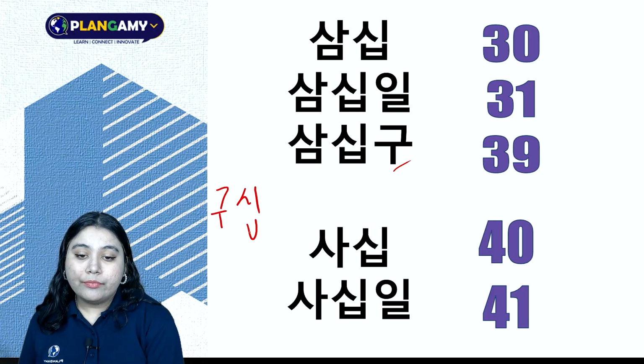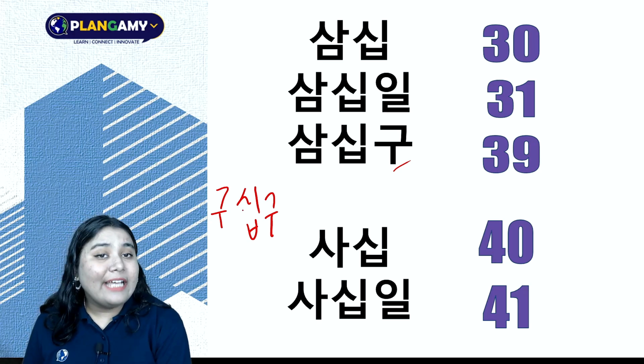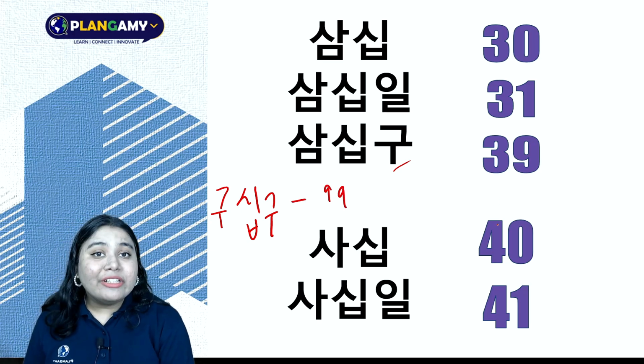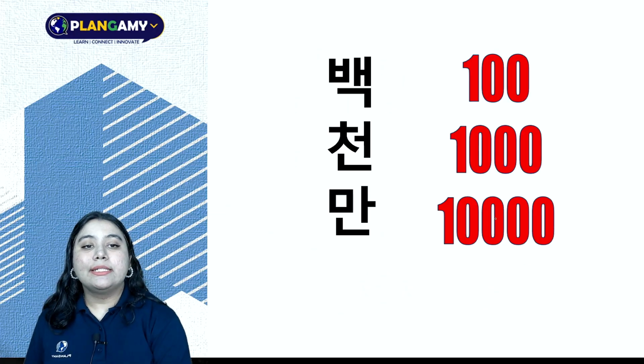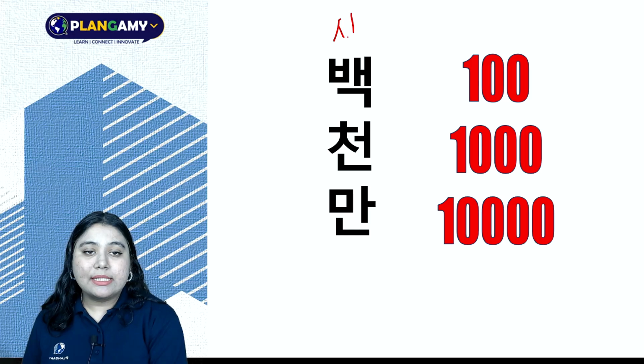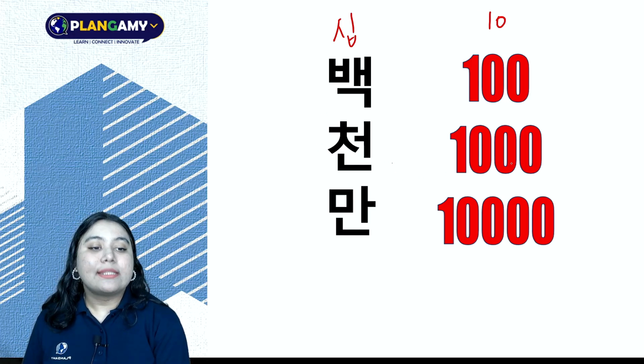Kushib ku. Ku is 9. 9 tens plus 9. So this would be 99. I need 100. So 100 is back, right? Shib is 10, back is 100, chon is 1000, man is 10,000.